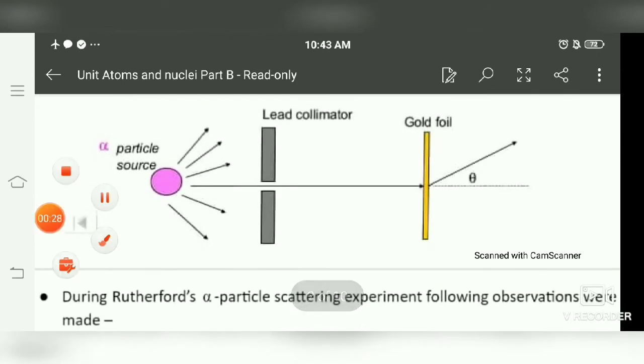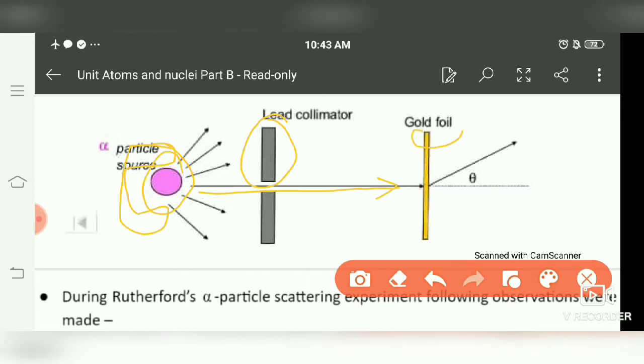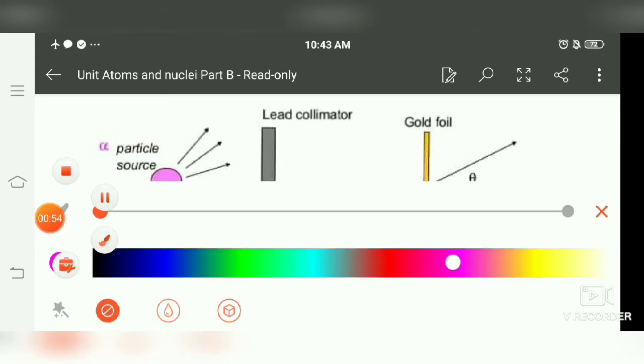He took a source of alpha particles contained in a lead container, with a lead collimator forming an alpha particle beam. He targeted this beam on a very thin gold foil, say 10 raised to power minus 8 meter thickness. It's quite small. And what he observed: alpha particles are actually helium-2 positive ions.